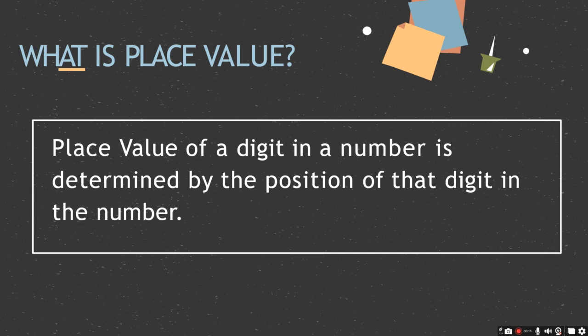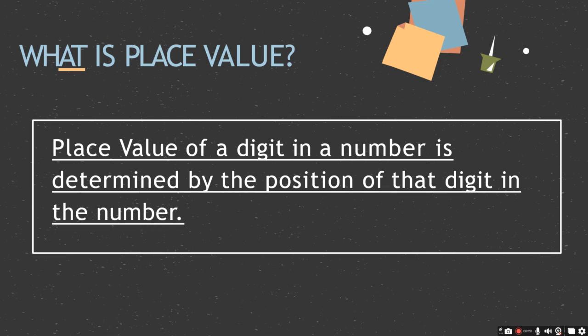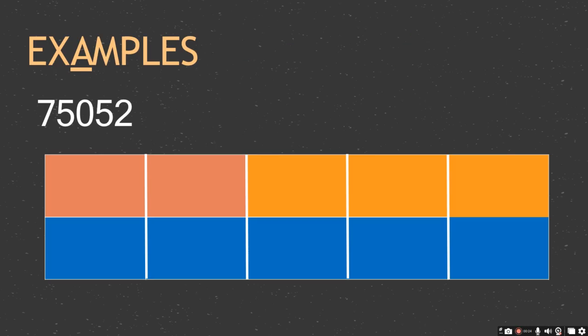What is place value? Place value of a digit in a number is determined by the position of that digit in the number. Let us take an example. So this is a number.